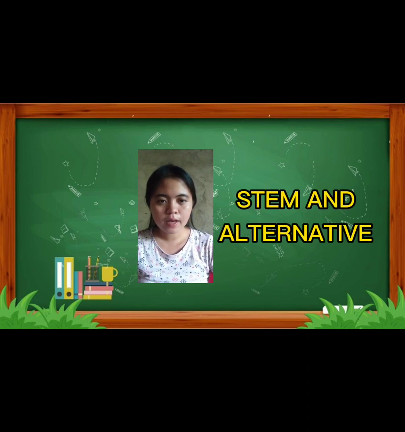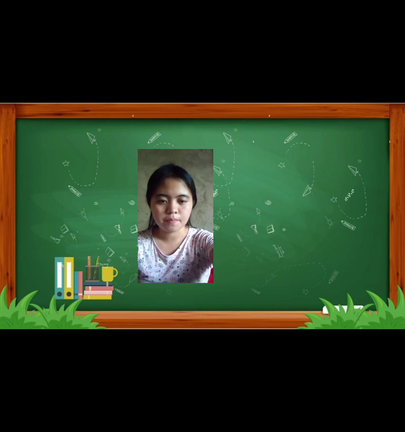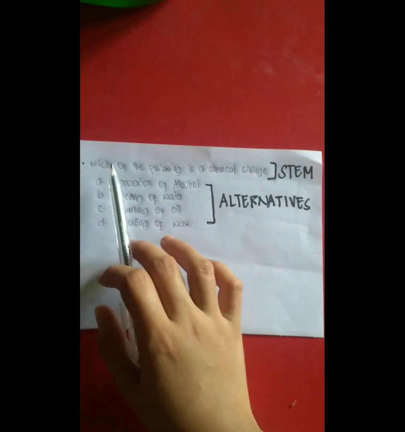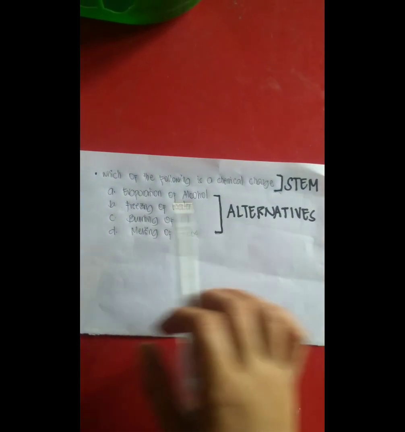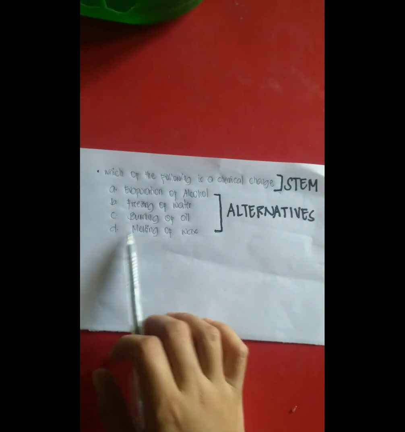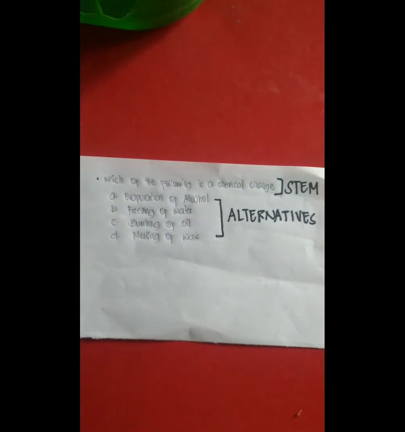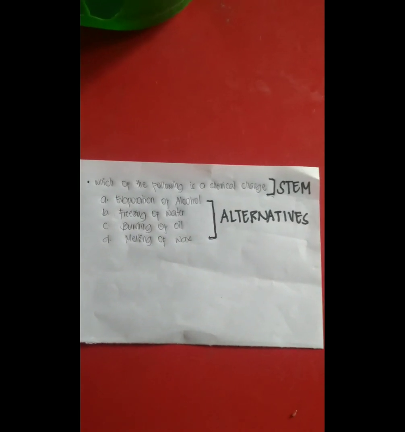We should know what the stem and alternatives are for constructing a stem and options variety. So, this problem is what we call a stem. In this, the 4 options are what we call alternatives. So this is the example for constructing a stem and options variety.